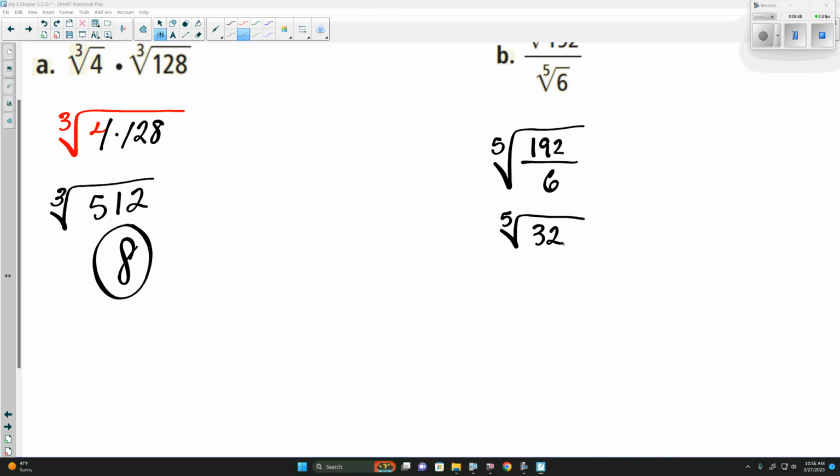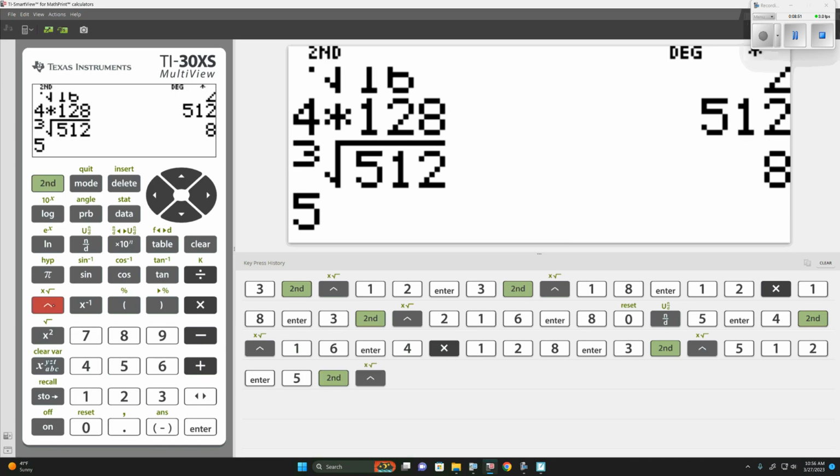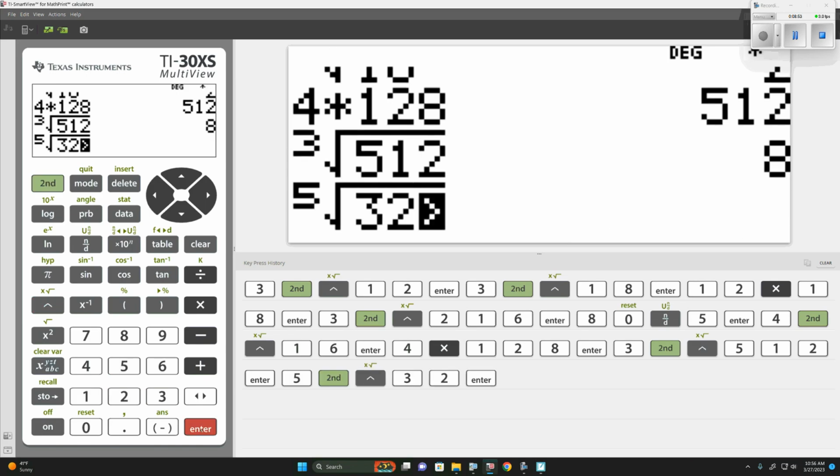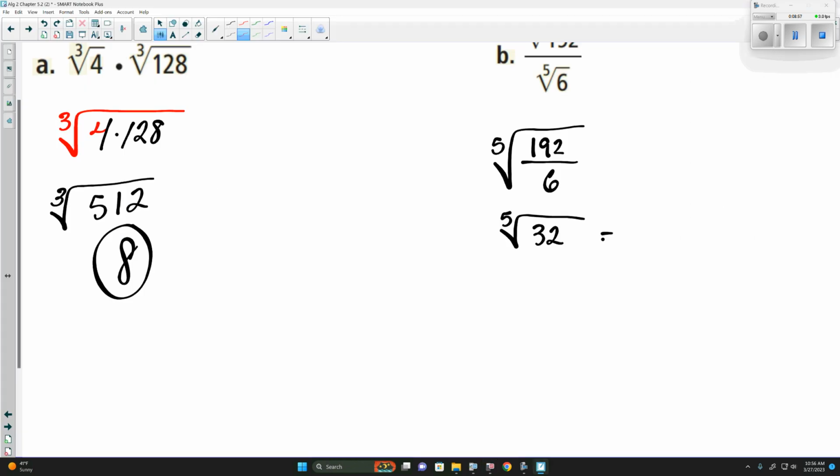Now we can do this in a calculator. We can say the fifth root of 32, which is 2. If we did a factor tree, we would see that 32 is 2 to the 5th, which still tells us that this is 2. Any questions over any of this here so far?